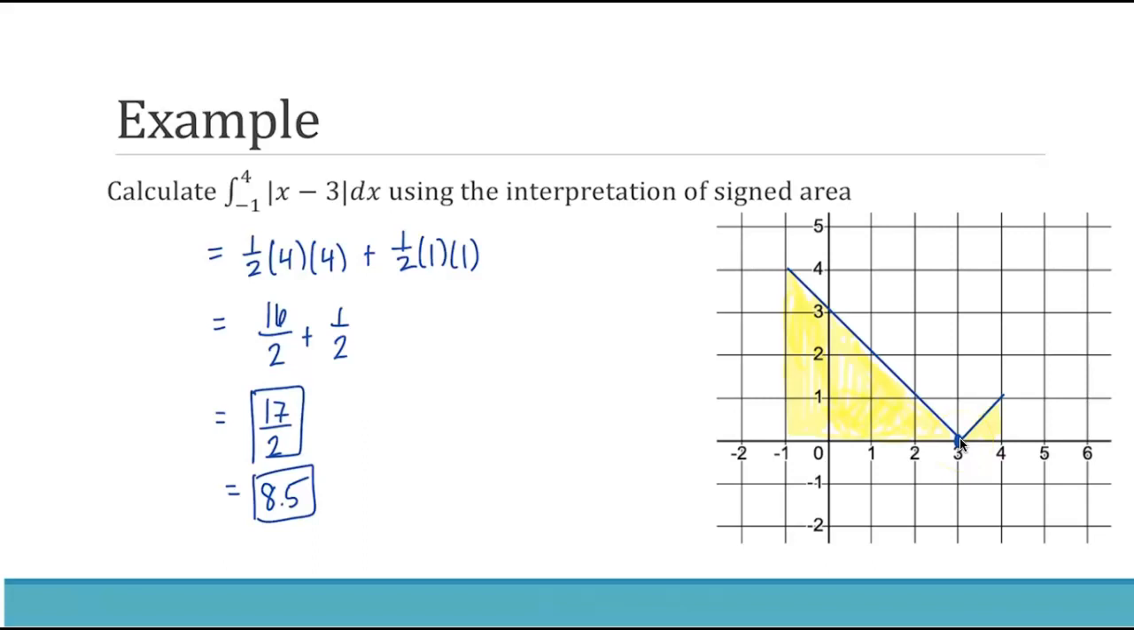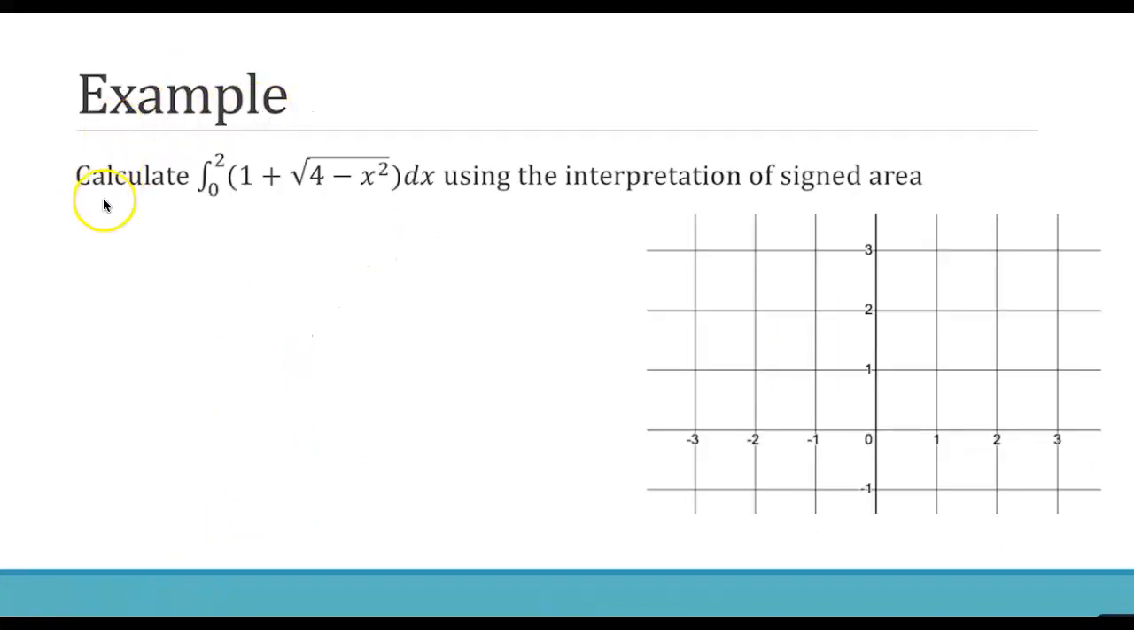The other thing we can always do, as long as we have a general idea of the shape of the graph, is plot points. So I could have substituted in x values between -1 and 4 into my absolute value function and plotted all of these coordinate points to get that shape of the graph.